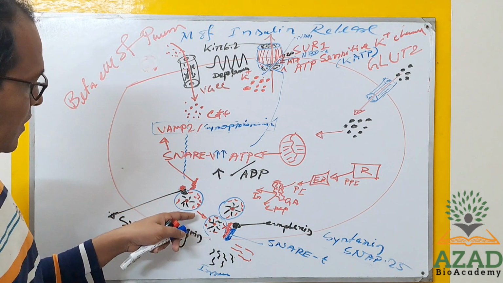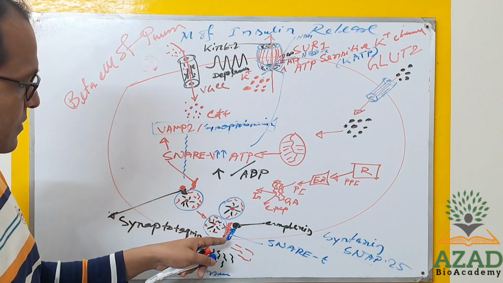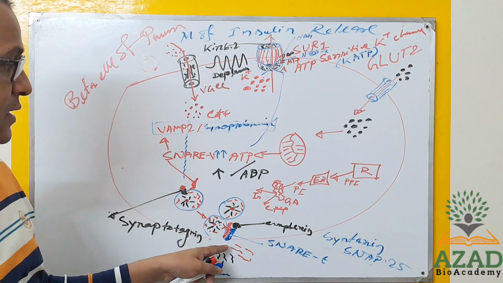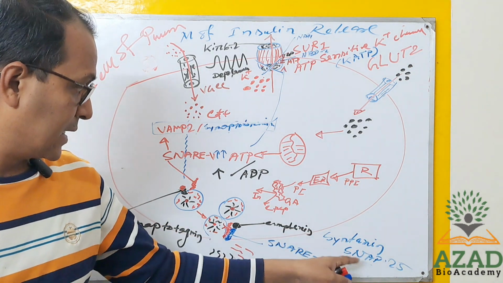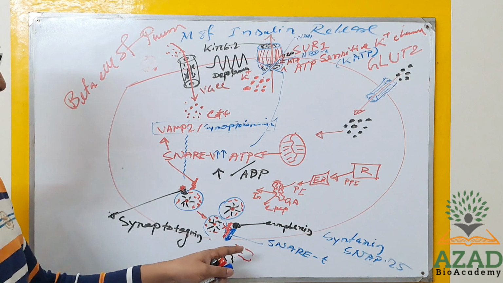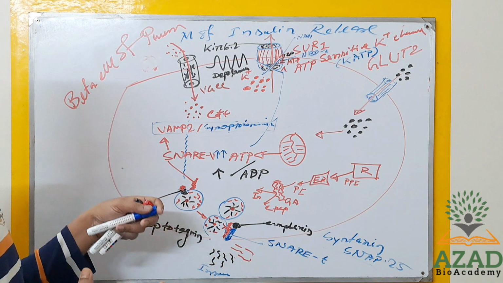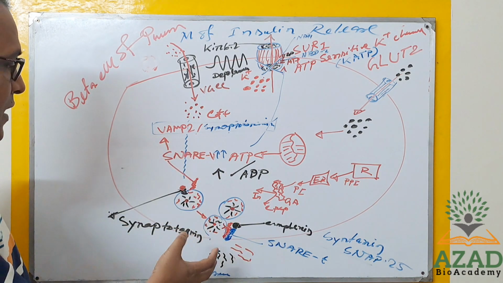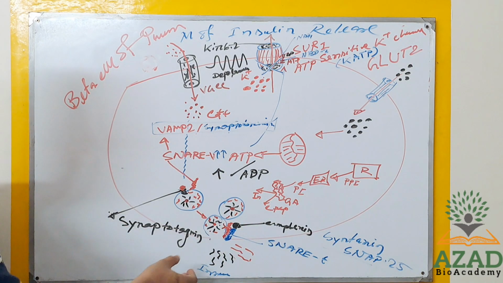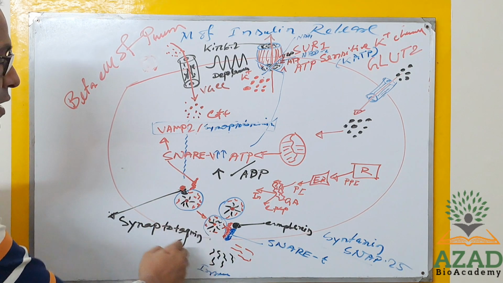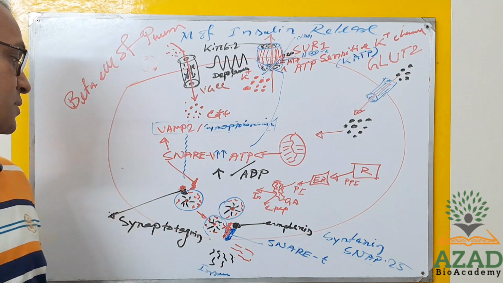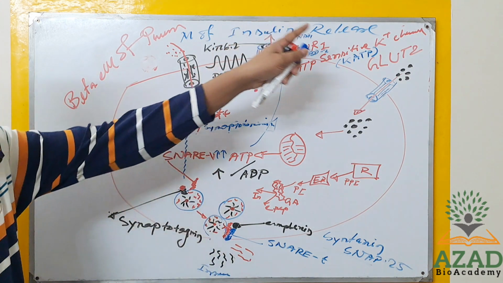Okay, then the other SNARE T, that is the targeted SNARE protein, is present on the plasma membrane, that can be said the syntaxin or SNAP25, and that will make a complex between the SNAP T and SNAP V, and here complexin will work, and it will make a fusion of both membranes, and it will release the insulin by the process of exocytosis. This is the insulin release mechanism by the glucose.